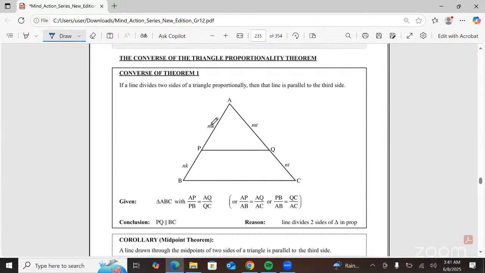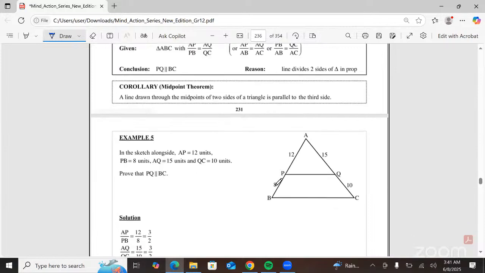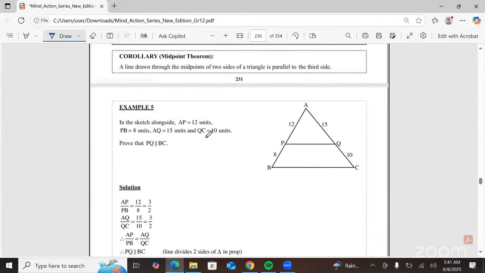Do you remember theorem one is the one whereby we were given the parallel lines and then we said the ratios are equal. Now we are doing it in reverse order. If we are given that the ratios are equal, we can conclude that the lines are parallel. The reason is that the line divides two sides of a triangle in proportion. Does it make sense? Yes, sir.